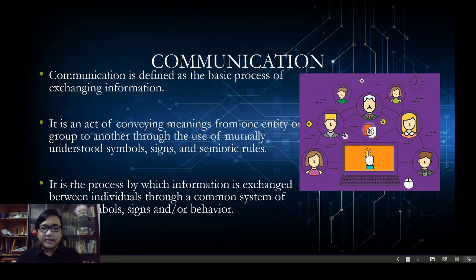Communication is defined as the basic process of exchanging information. It is an act of conveying meanings from one entity or group to another through the use of mutually understood symbols, signs, and semiotic rules. It is a process by which information is exchanged between individuals through a common system of words, symbols, signs, and/or behavior.